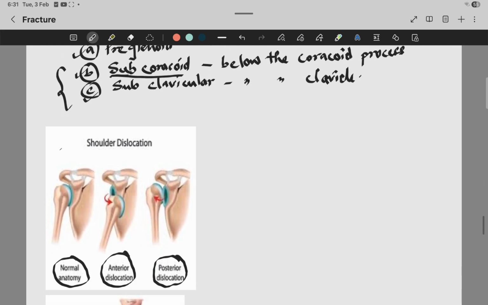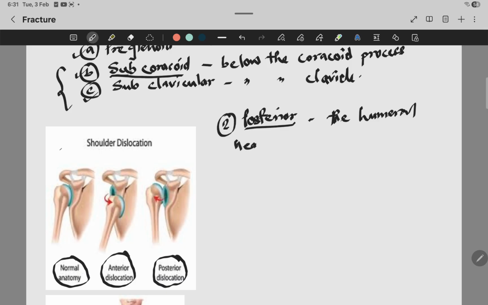Okay. Now number B, number 2, is the posterior dislocation of the shoulder joint. In this injury, the humeral head lies posteriorly, behind the glenoid cavity.